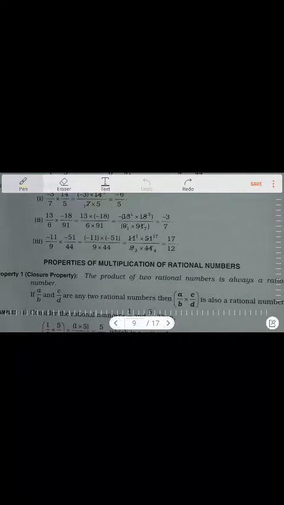Now there are properties of multiplication of rational numbers. So the first one, here it has been written property 1, that is closure property. The product of two rational numbers is always a rational number. When we multiply two rational numbers, it will always be a rational number. You can even check it at your home.